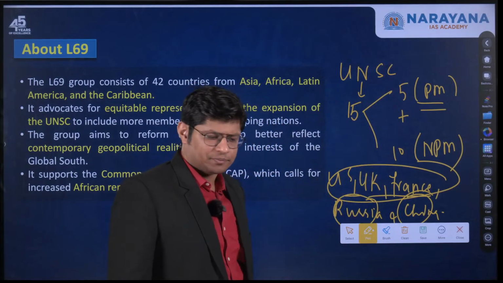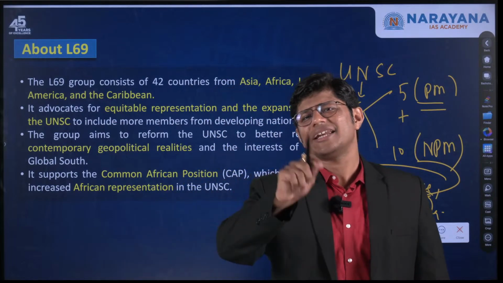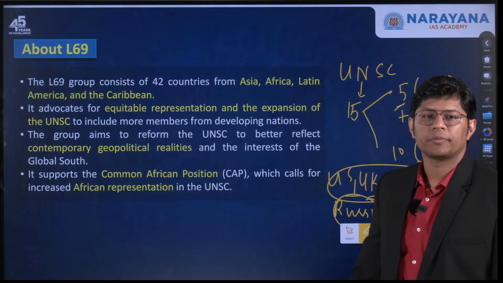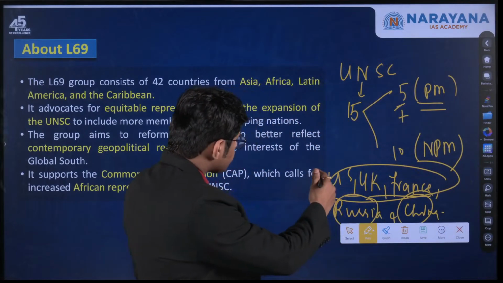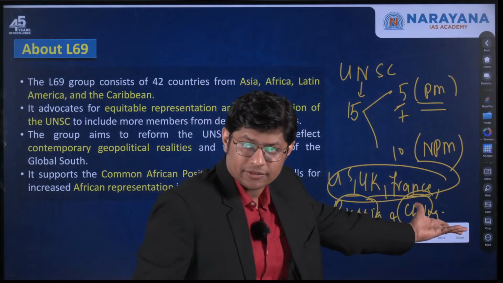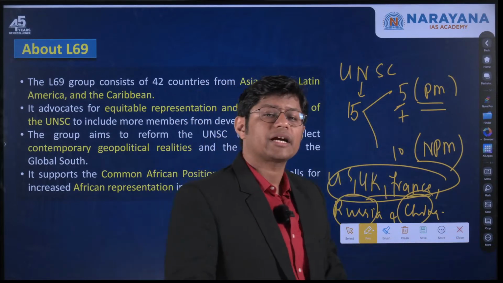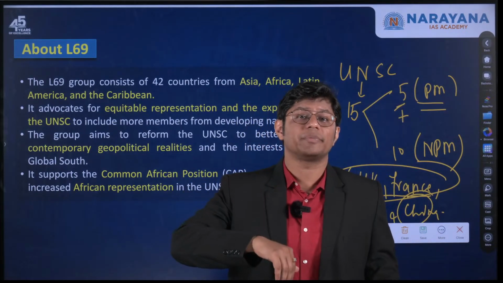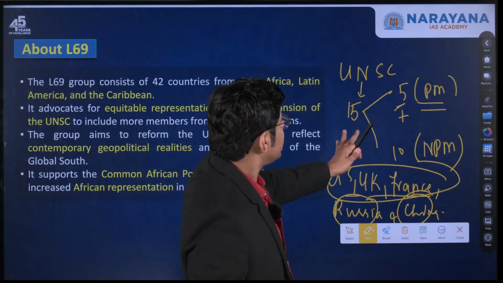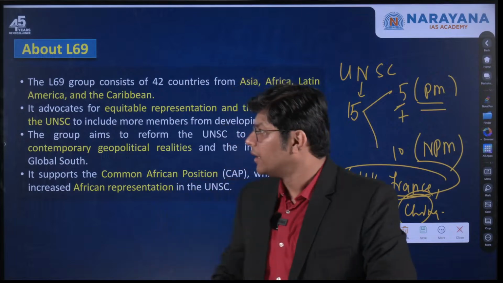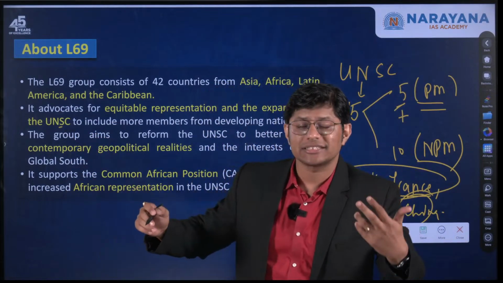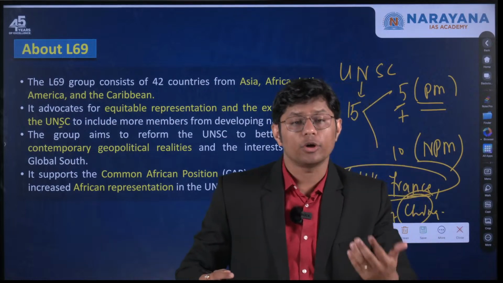But if you look at the size of Asia, or let's talk about Latin America, is any one country represented in the permanent membership of the United Nations Security Council? Is there any country from Africa? No. From Latin America? No. Only Europe is represented. The Western countries are represented, but countries in Africa and Latin America are not represented at all. If you look at the size of Asia, Asia is underrepresented in the United Nations Security Council. That's the reason L69 advocates for equitable representation and expansion of the UNSC, which means L69 wants the Security Council to include more members.